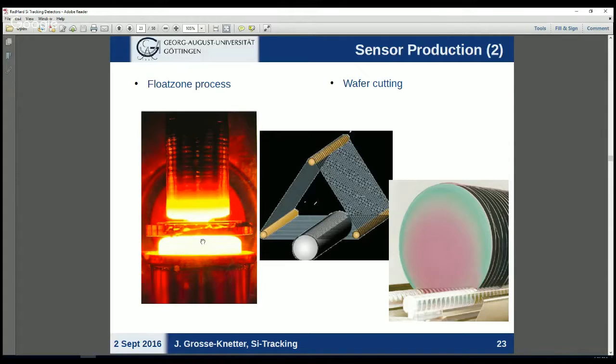Czochralski, that's what they use, is more or less like drawing a candle. You dip a seed into a molten phase and pull it out and let your single crystal grow. That's more difficult for getting low doping concentration.